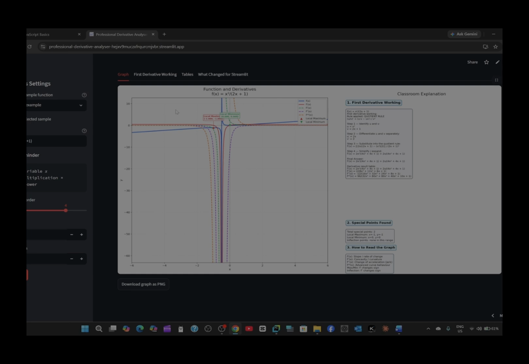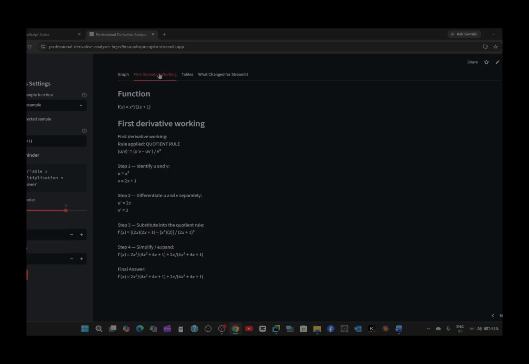Okay. So when you look at it, I should look at it a bit more, because this one is too small for you to read. This one will be better. If you click on this one, the first derivative working, it shows you step by step very clearly here. Right, the function is given here. First derivative working: here we use the quotient rule. This is the quotient rule.